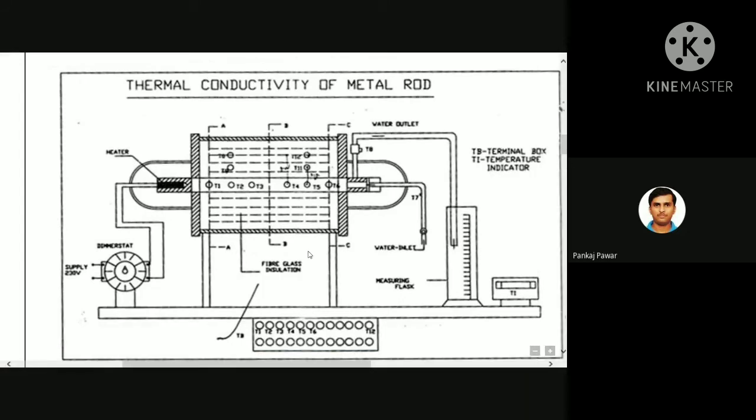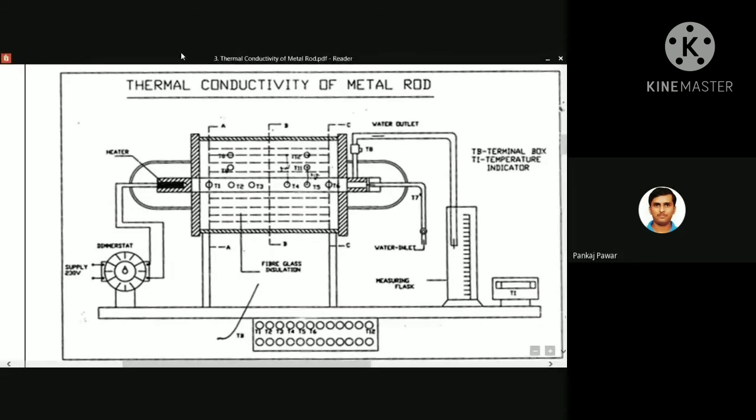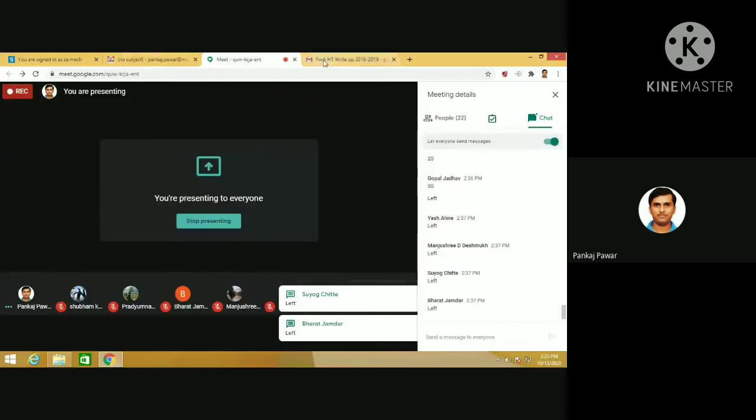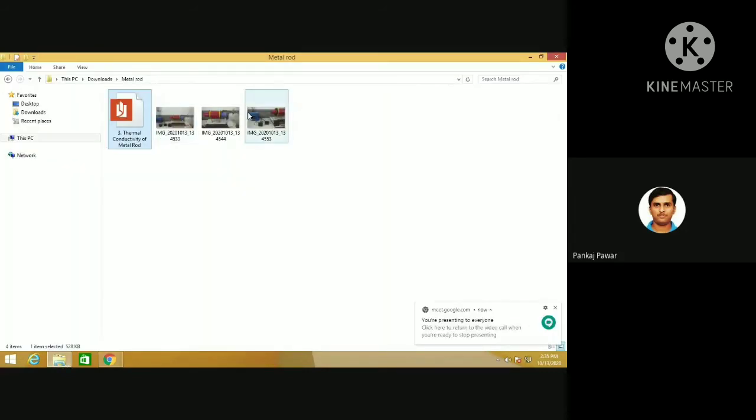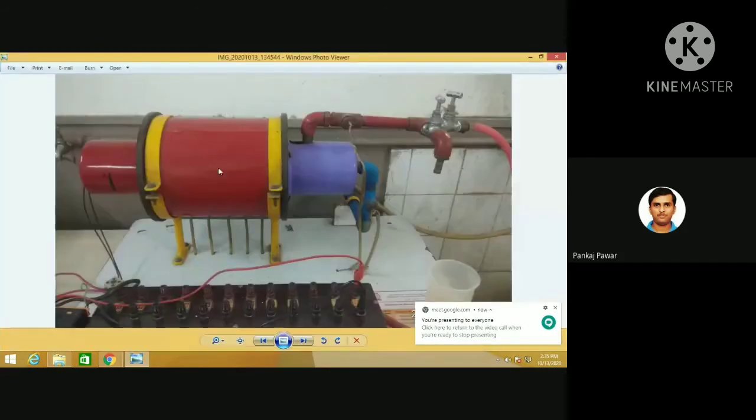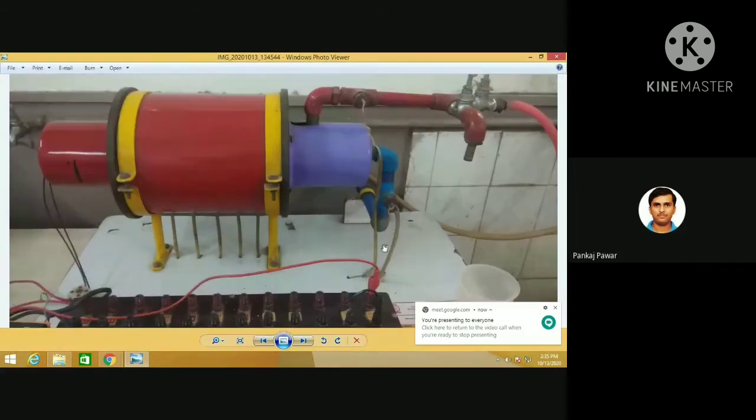On which side is the heater placed? Left or right? And the right side is the cooling water jacket. Now we'll go for the actual setup images. Just a minute.